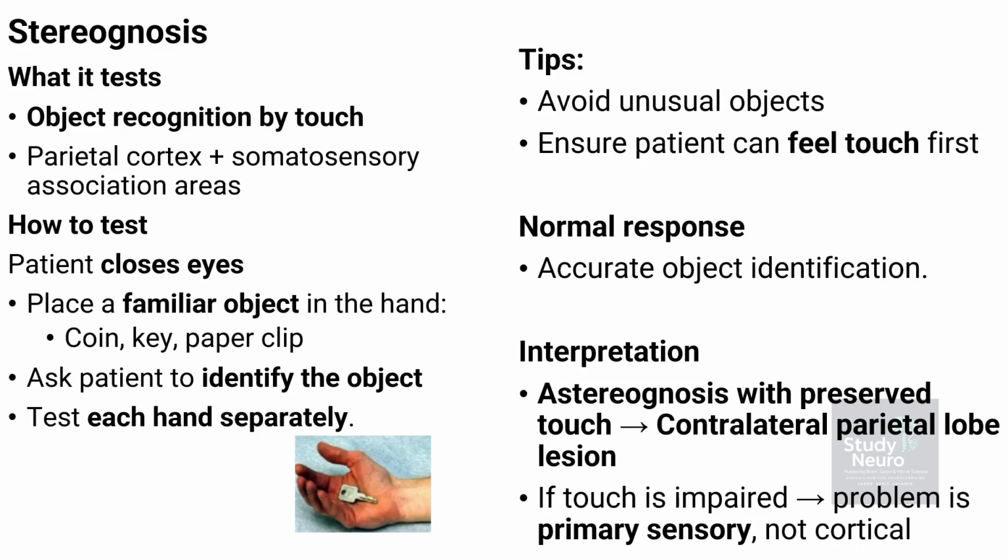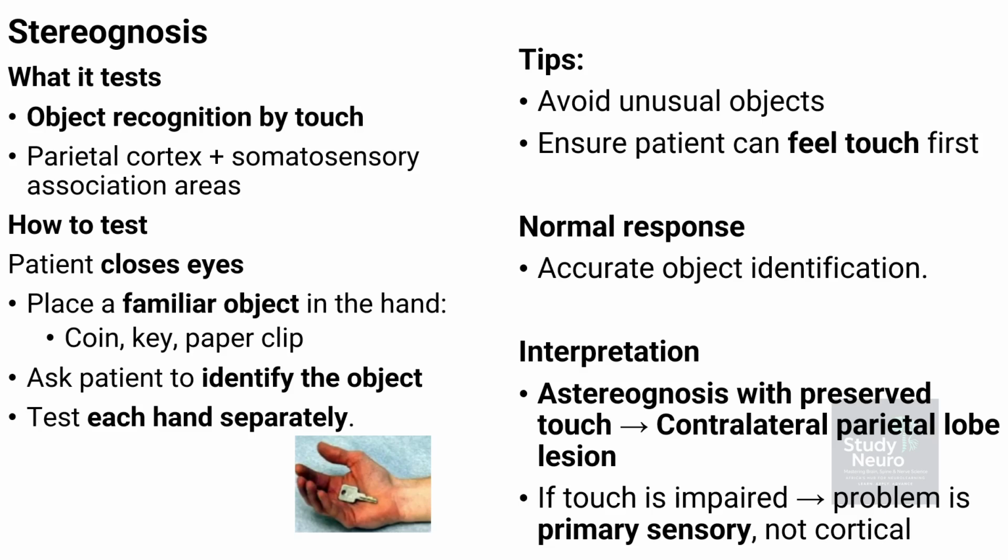Stereognosis assesses the brain's ability to recognize objects by touch, a higher cortical sensory function mediated by the parietal cortex and somatosensory association areas. Like other cortical sensory tests, it should only be performed after confirming that basic touch sensation is intact. For the examination, the patient is asked to close their eyes. A familiar object, such as a coin, key, or paperclip, is placed in one hand, and the patient is asked to identify it using touch alone.